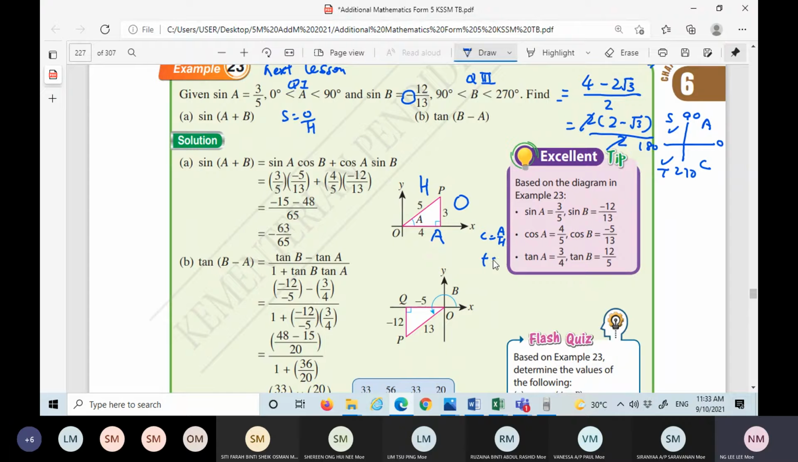Tangent A is O over A, so 3/4. Get ready all this before you start, if not, you see burning all this. Now we go to angle B. Actually, this one you don't have to draw, third quadrant also is okay.